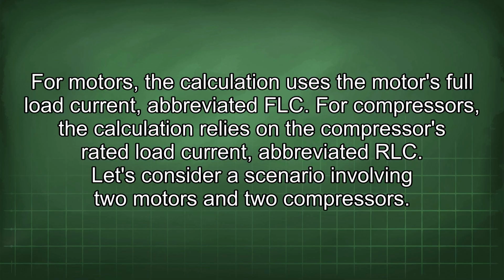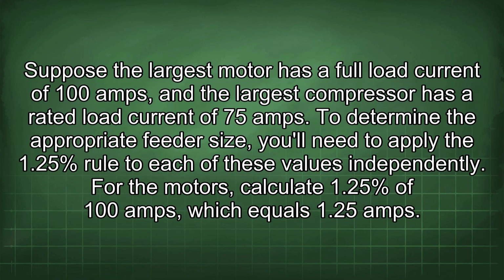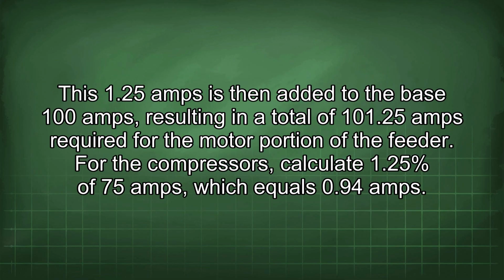Let's consider a scenario involving two motors and two compressors. Suppose the largest motor has a full load current of 100 amps, and the largest compressor has a rated load current of 75 amps. To determine the appropriate feeder size, you'll need to apply the 1.25% rule to each of these values independently. For the motors, calculate 1.25% of 100 amps, which equals 1.25 amps. This 1.25 amps is then added to the base 100 amps, resulting in a total of 101.25 amps required for the motor portion of the feeder.